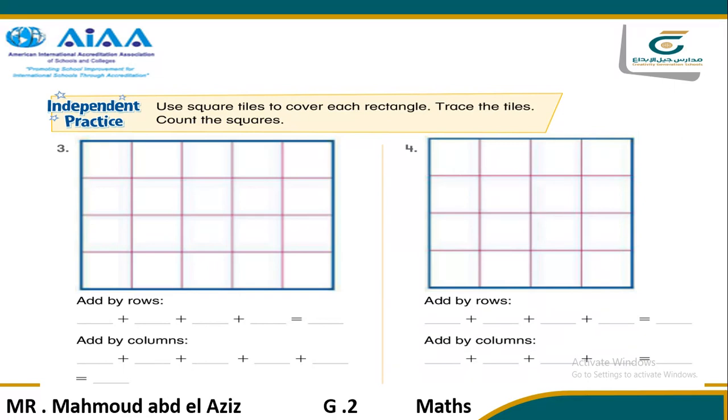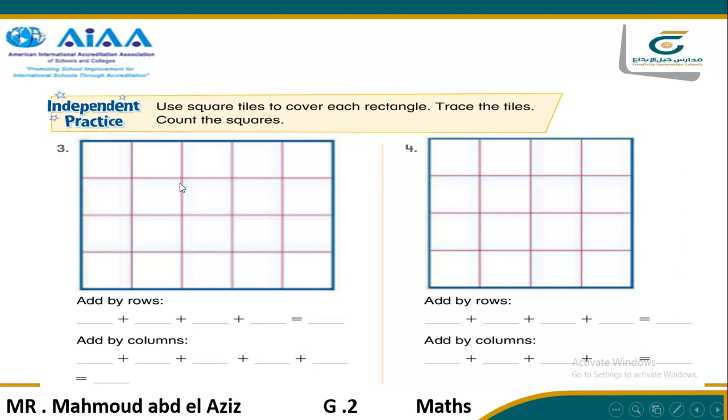We want to add by rows. How many rows do you have here? Let's count them. We have here 1, 2, 3, and 4. So we will use repeated addition 4 times here. How many squares in each row? Let's count: 1, 2, 3, 4, and 5. So we will add 5 4 times. So we will write here 5 plus 5 plus 5 plus 5, which equals 20. Excellent. Here we use rows.